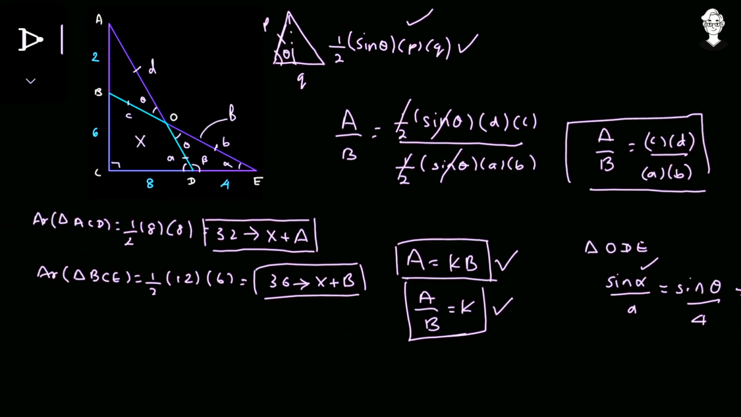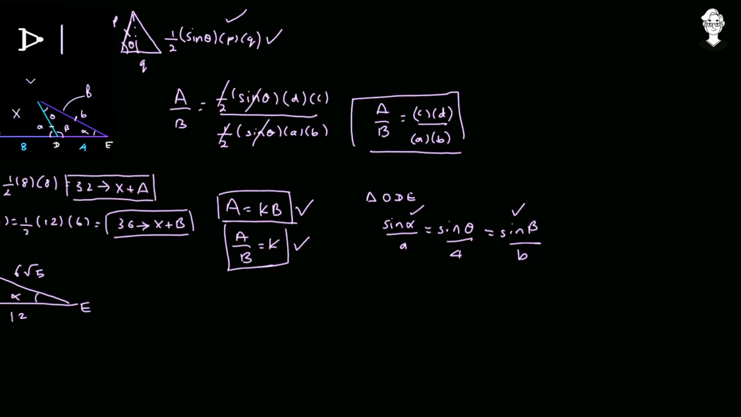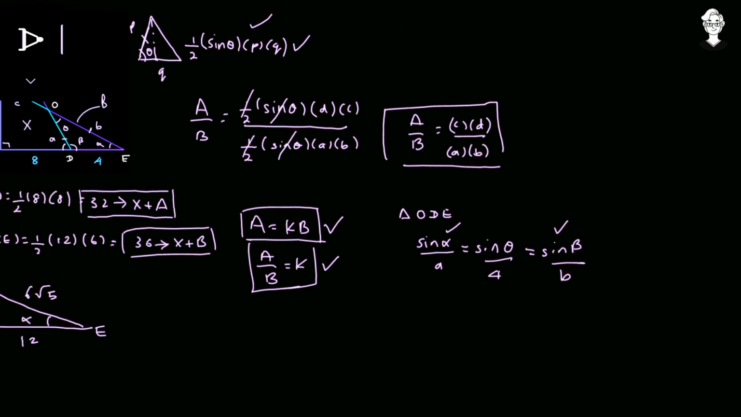Look carefully in the triangle BCE. Yes, in triangle BCE, BC is 6, CE is 12, and here's the angle alpha. The hypotenuse becomes 6 square root of 5. So we can have the value of sine alpha in this, that is b equal to 6 upon 6 square root of 5 is the value of sine alpha. So we get that sine alpha is equal to 1 upon square root of 5.